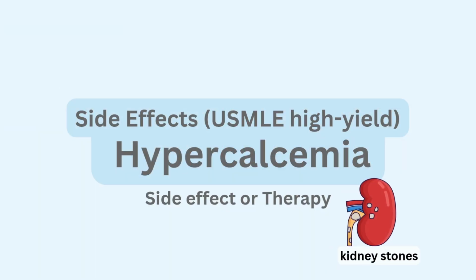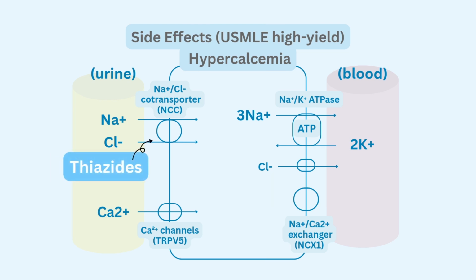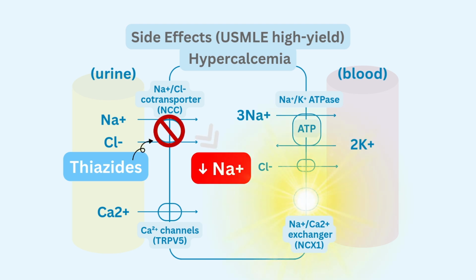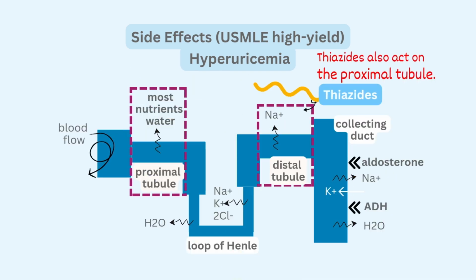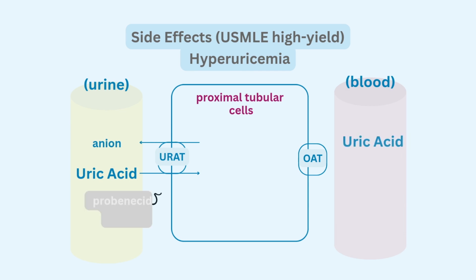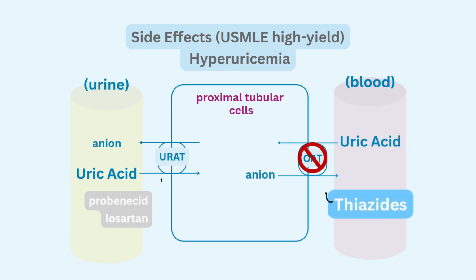Hypercalcemia can be both a side effect and a therapeutic effect. Because the sodium-calcium exchanger is more active, calcium goes back into the blood. This is the opposite of loop diuretics. Third, hyperuricemia. In the proximal tubule, thiazides compete with uric acid for the organic anion transporters, so uric acid secretion falls and gout risk rises.